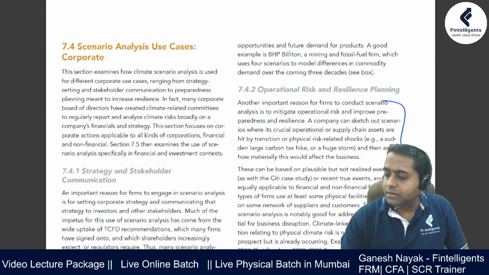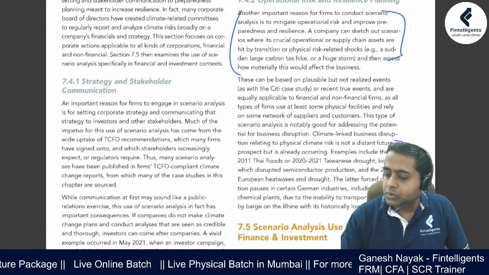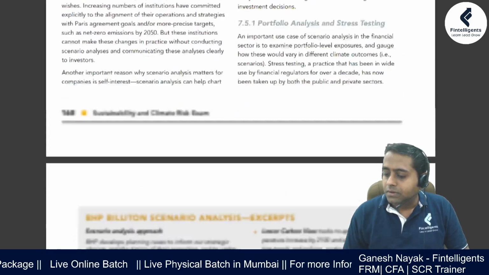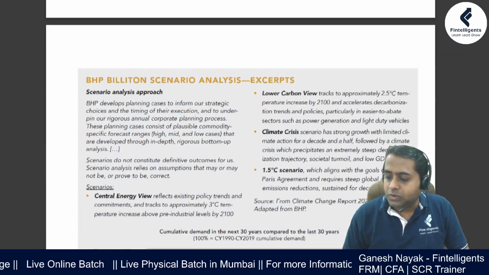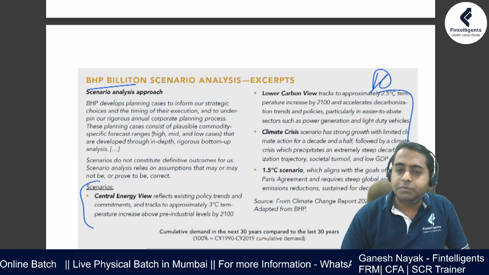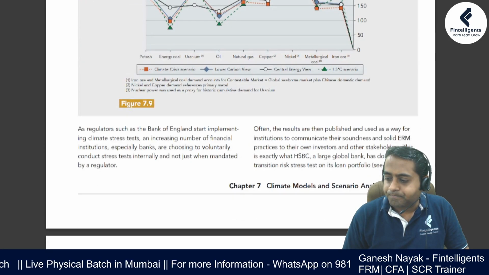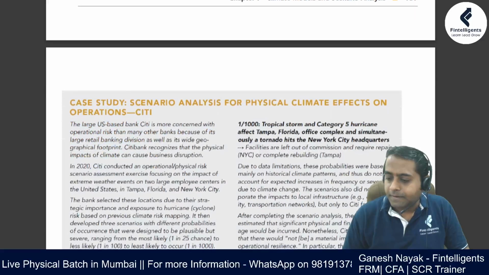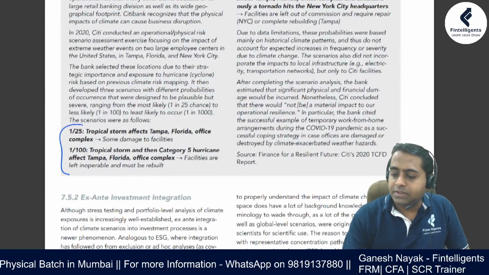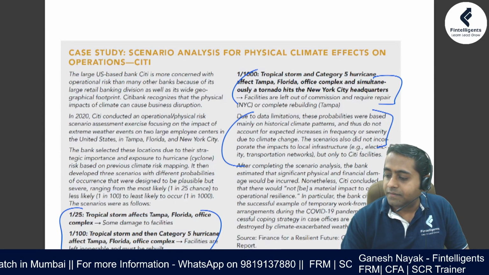Okay, this part, risk resilience and risk resilience planning. This one also. BHP's, okay. These scenarios are important. So mark the scenario for BHP, built-in section. Again, over here also these scenarios are important. In this paragraph.